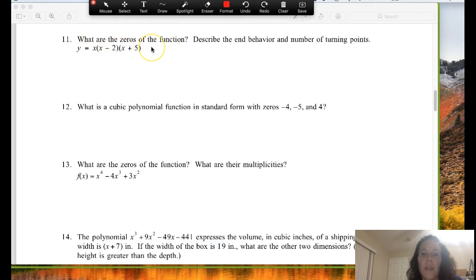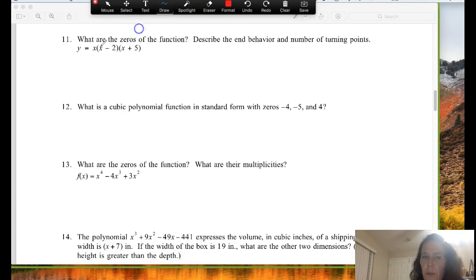This one asks what the zeros of this function are. You can go ahead to Desmos and graph this. Describe the end behavior and the turning points. Well, let's talk about this. If I multiplied this back out, I have 1, and I'm going to multiply and do all the binomials and then multiply this. I'm going to have an x cubed is what I'm going to have. So if I know I have an x cubed function and it's already factored, the zeros are where my graph touches the x-axis.